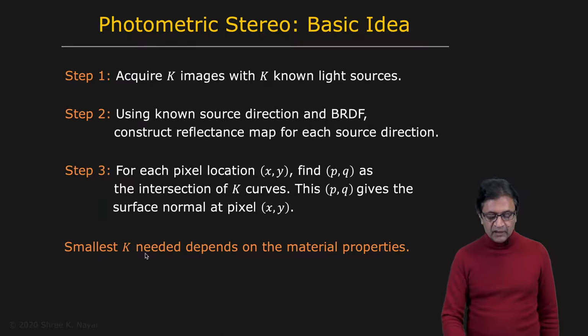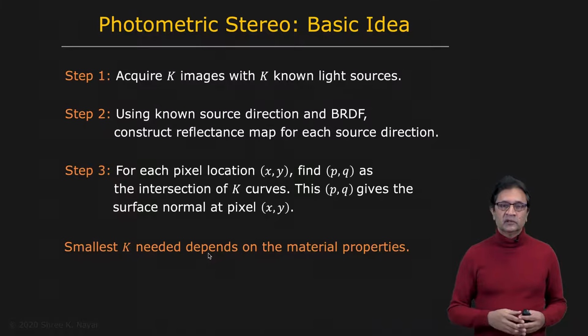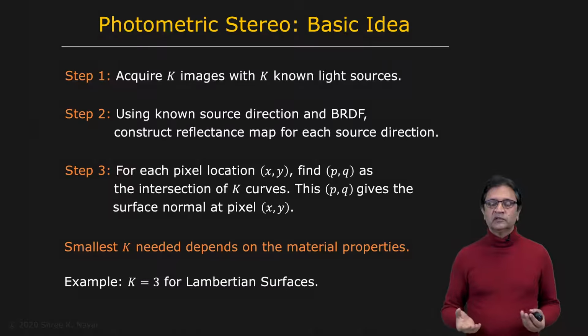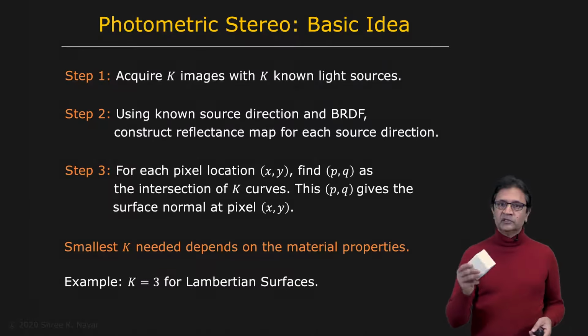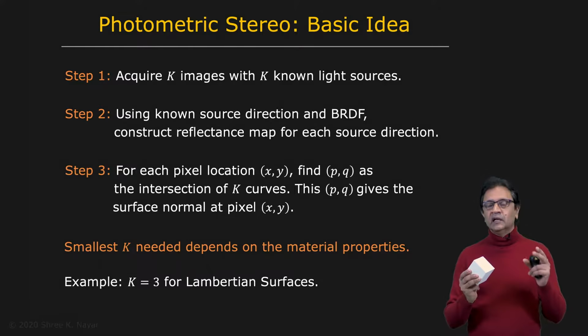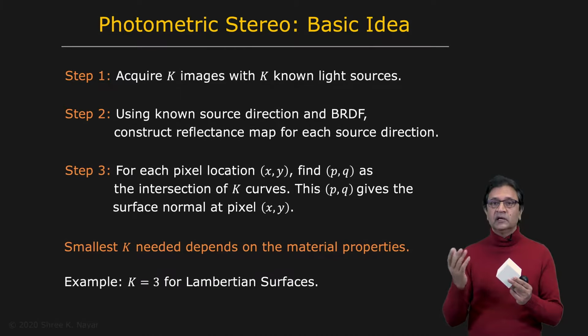Now, the smallest K needed depends on the material properties. It turns out that for a Lambertian surface, and here is a Lambertian surface right here, for a Lambertian surface such as this one, 3 light sources are sufficient to compute the surface normal at each point. We're going to talk about this and we'll see the reasons for this. In fact, we can go even further and even figure out the albedo at each point, but 3 is enough.